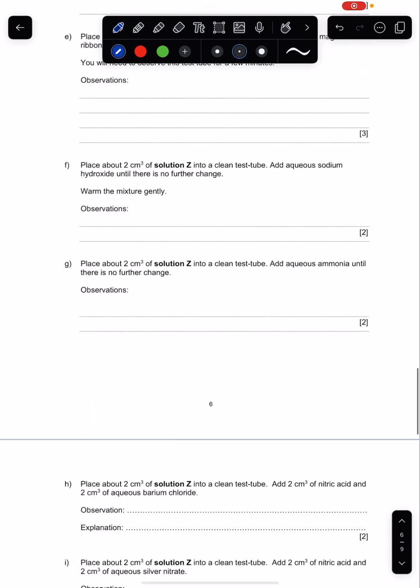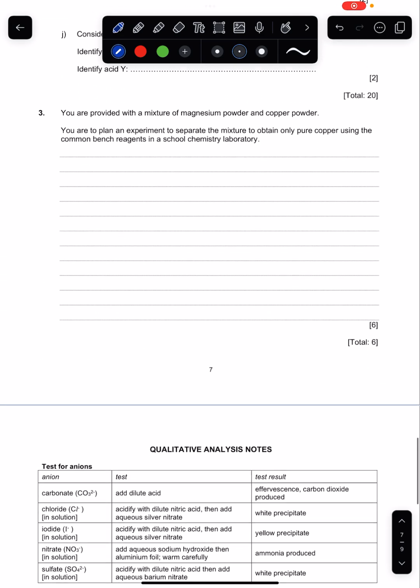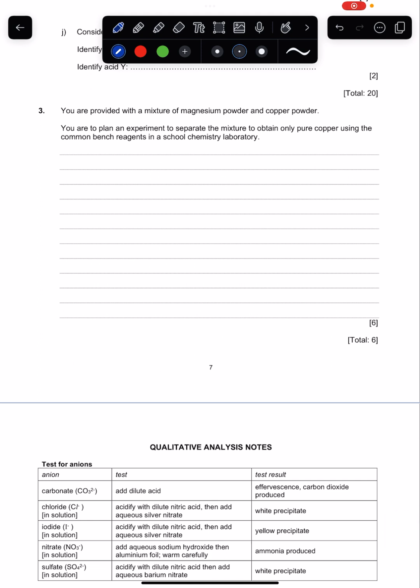The next part of the question is, I think, the planning question already. So you are given a magnesium powder, so Mg plus Cu. You're supposed to separate them and get only pure copper. Recall, this is an acid-metal reaction, right? So the big idea here is acid plus metal gives salt plus H2. Copper actually doesn't react with acid.